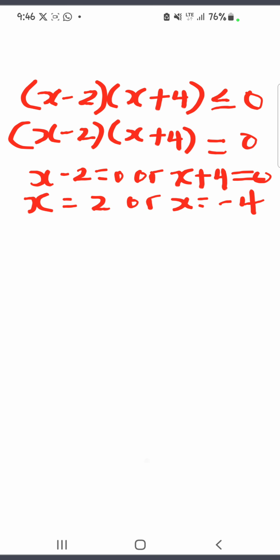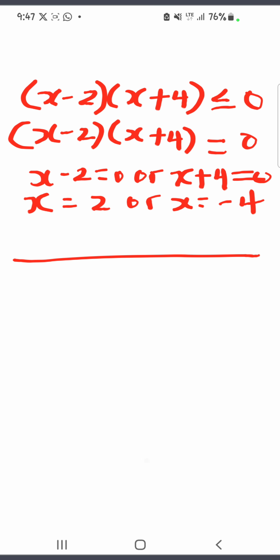So after this, you don't conclude that this is your answer. No, this is not your answer. We got these two answers from assuming it was an equal to sign. But how do you get the right answer? To get the right answer, you just have to make use of your number line.